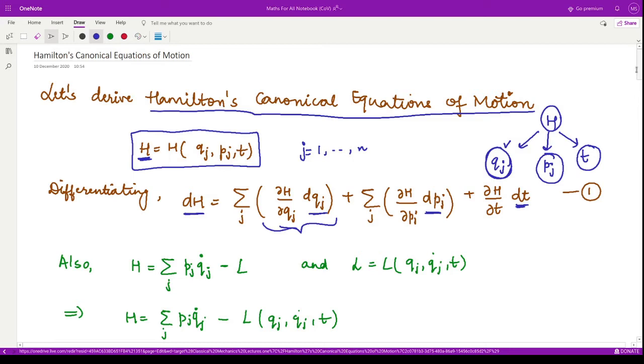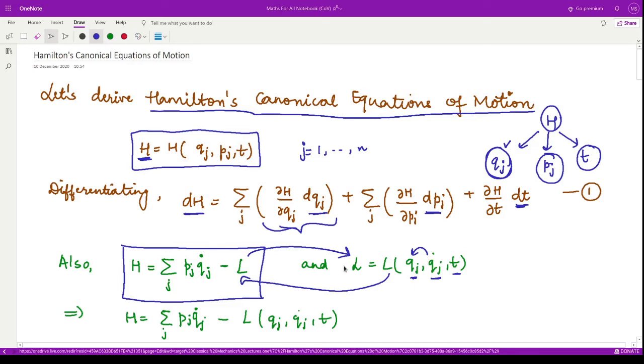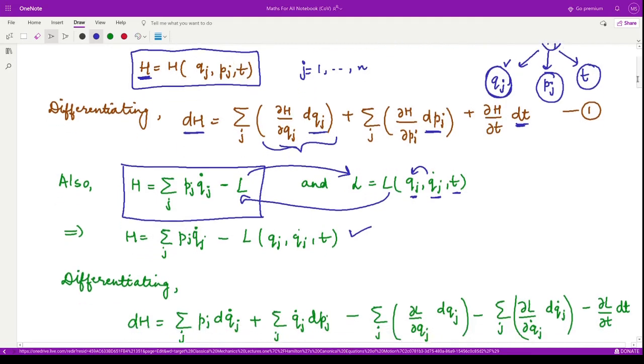Next, we take another definition of the Hamiltonian which we derived in the previous video. Here h is defined to be summation pj qj dot minus L, where L is the corresponding Lagrangian, and it depends upon the basis set qj, qj dot and t, where the qj's are the only independent coordinates and the qj dots are the generalized velocities and are dependent on the qj's. We can substitute this here and get this form. Now we can differentiate h completely.